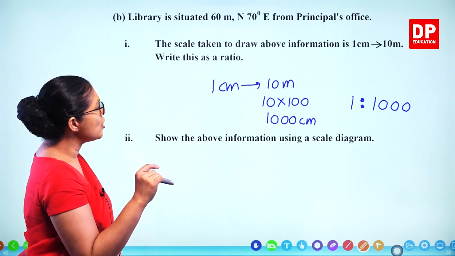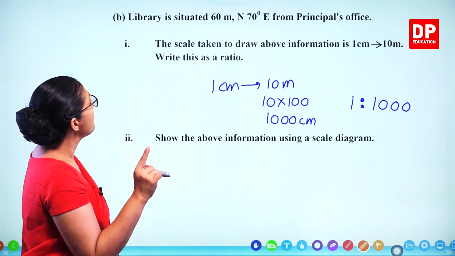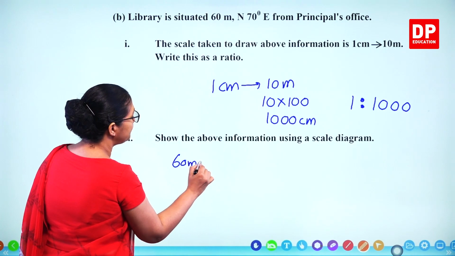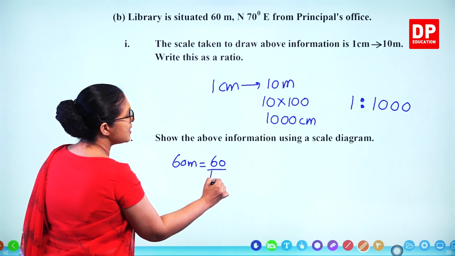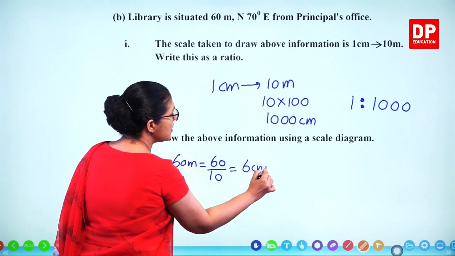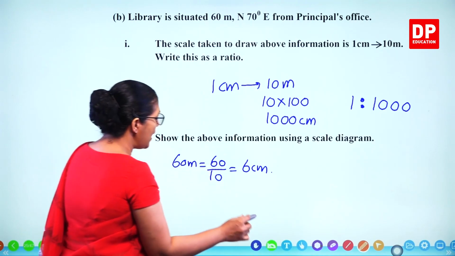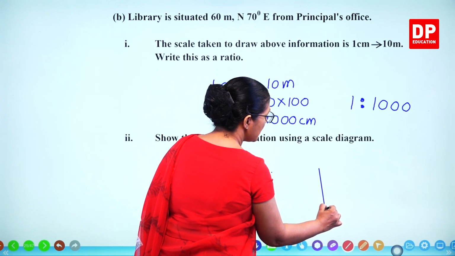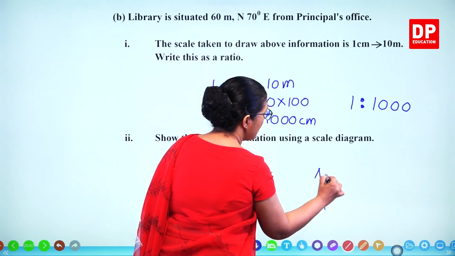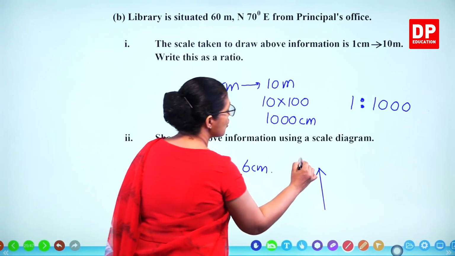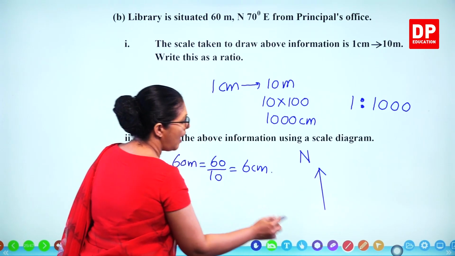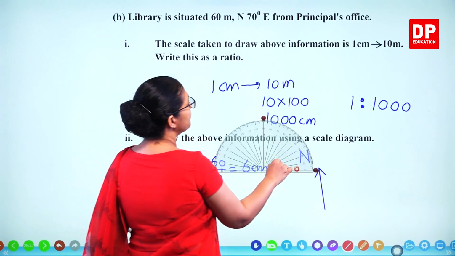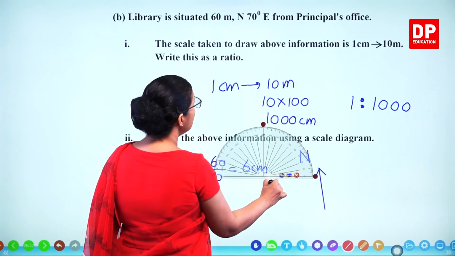Show the above information using a scale diagram. We have to show 60 meters. So what does 60 meters mean? 60 divided by 10. You have to take a 6 centimeter length. So we can take the ruler. First, you can mark the north direction, and then use the protractor. So what's the angle? 70.